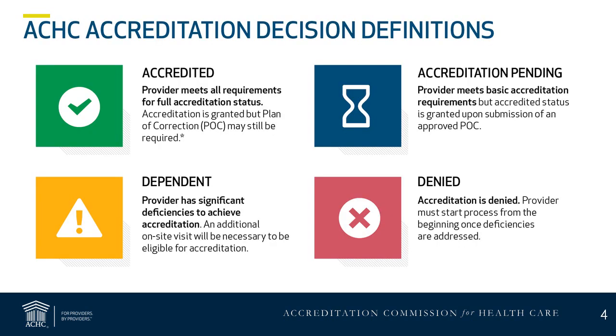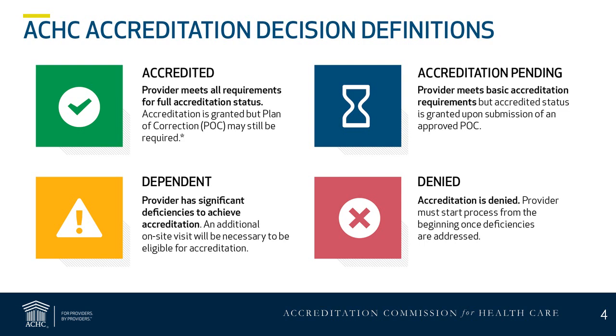These are the four accreditation decisions. Accredited means there were no deficiencies found during your survey. Accreditation pending means there were deficiencies found. They were found at the standard level, and therefore a plan of correction is all that is required after survey.